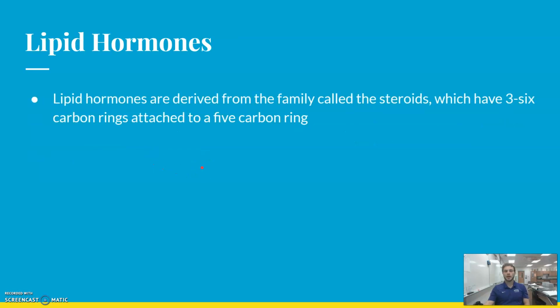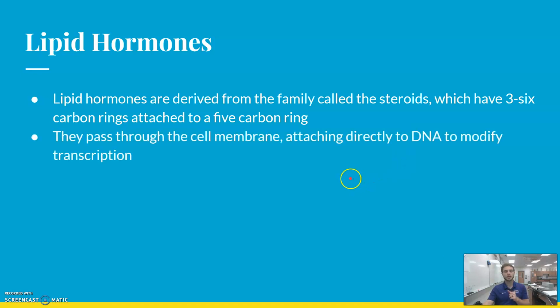Lipid hormones are going to be made of fats. That's what lipids mean. Usually going to be things like the steroids. So you're going to see these 6 carbon rings all attached to a 5 carbon ring. I'll have a picture here in a little bit from a chemical standpoint of what they will look like.